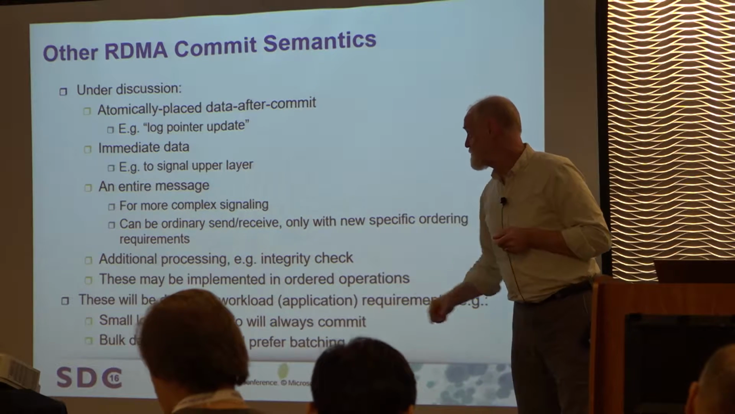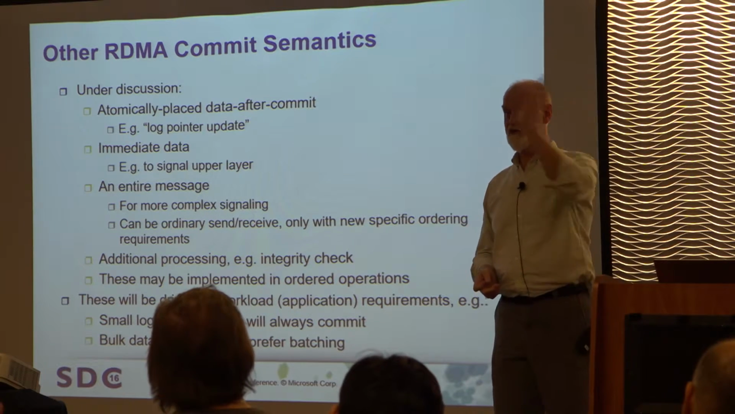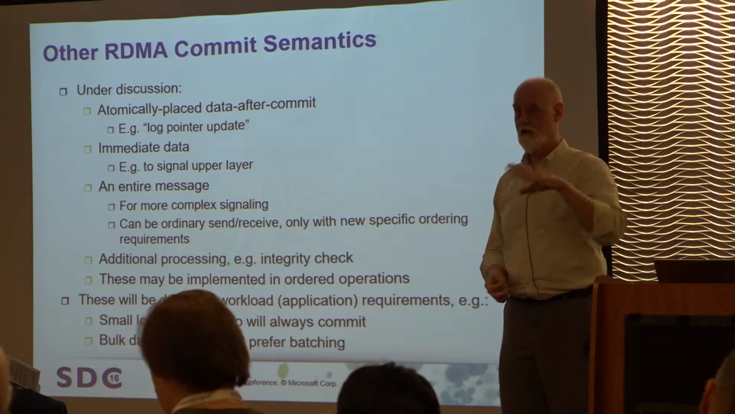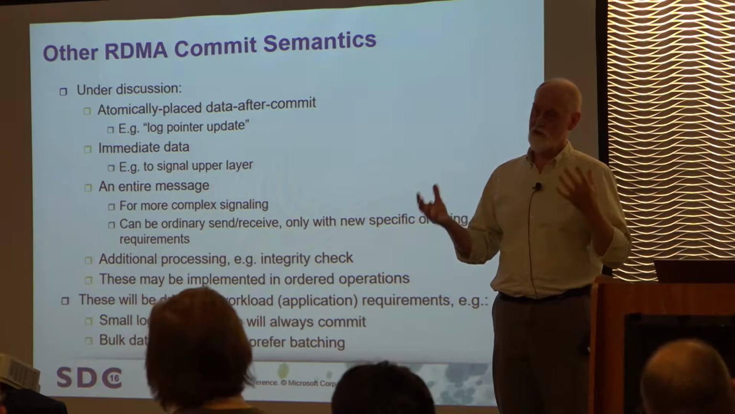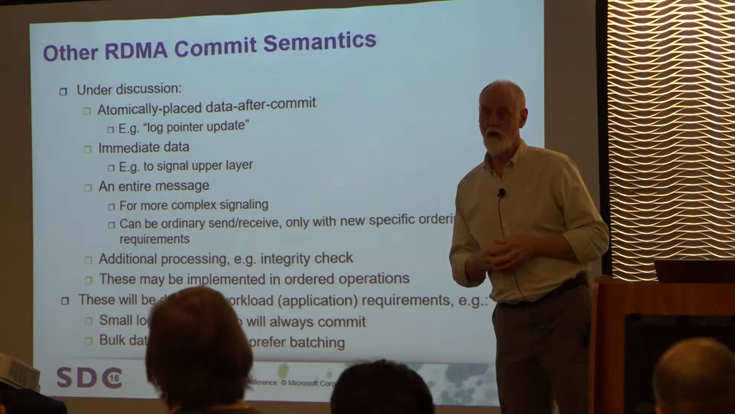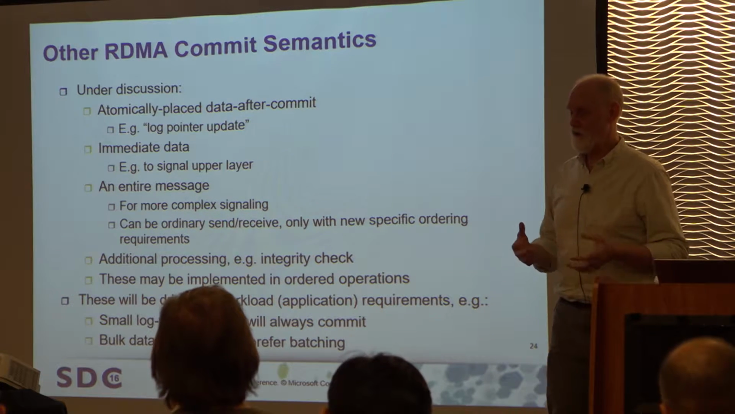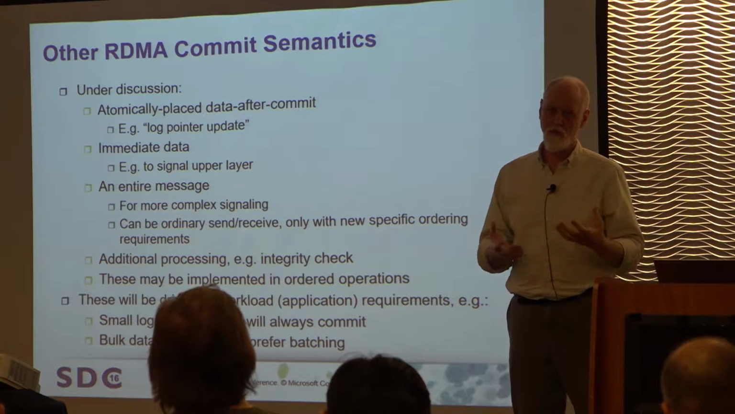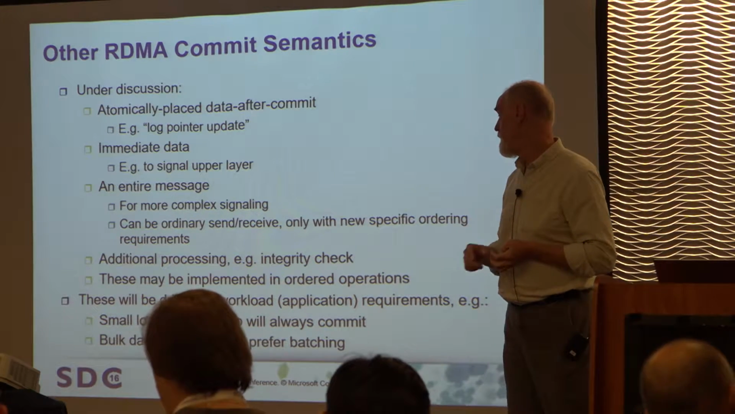This one I'm really interested in, an integrity check. If I'm writing data, how do I know it's good, right? I called commit, and he said it was committed. How do I know that it's really good, right? We have all kinds of storage integrity at the upper layer. Can we do this at the RDMA layer? I don't know exactly how. Does the NIC have to read it back? Is there some other way to do this? But an integrity check is right up there on my list.